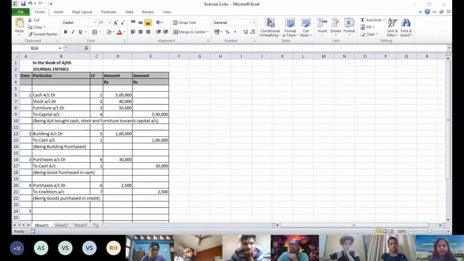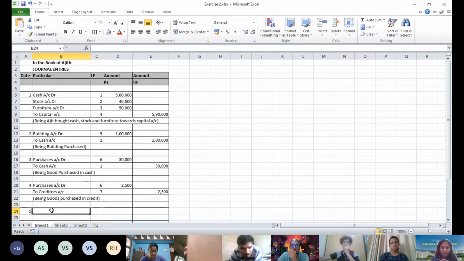Cartage account, paid cartage. Cartage is a nominal account. Am I right? Cartage is all nominal. What is the formula for nominal account? Can I have an answer from your side? What is the golden rule? Debit all expenses and losses. Credit all incomes and gains. So cartage is an expense.